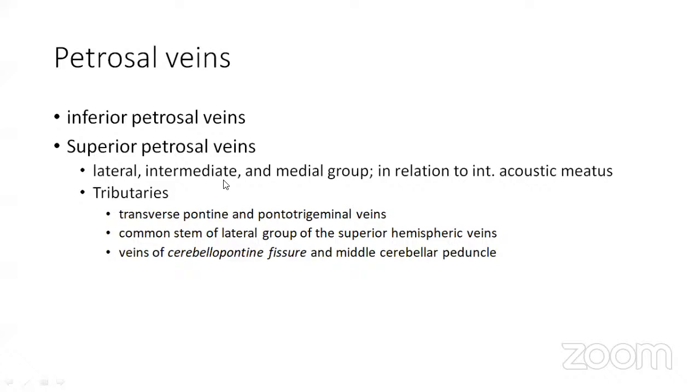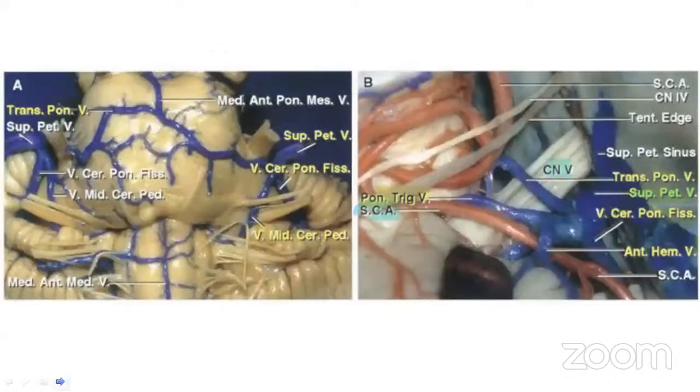It has tributaries from the transverse pontine and pontotrigeminal veins, common stem of lateral group of superior hemispheric veins, as we discussed previously, and veins from the cerebellopontine fissure and the middle cerebellar peduncle.